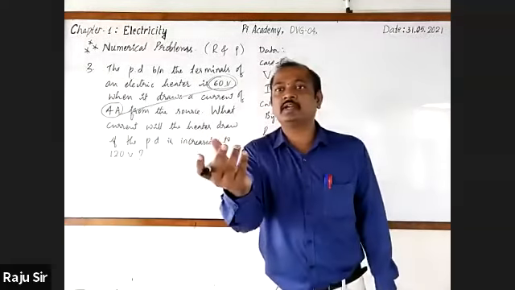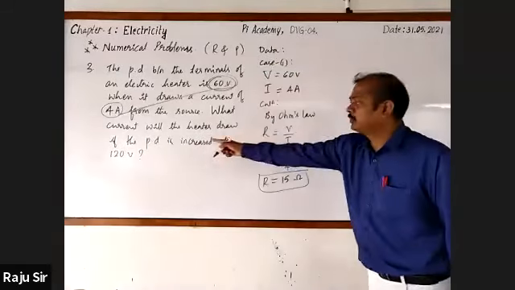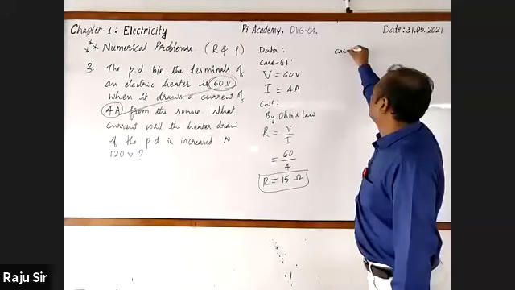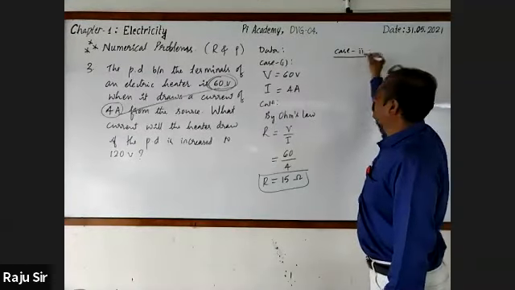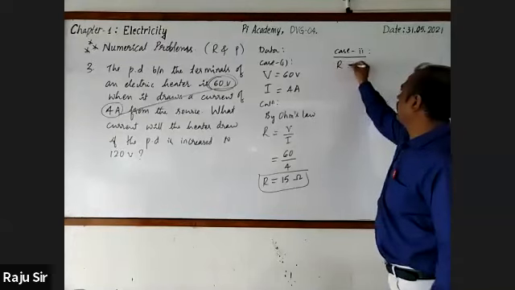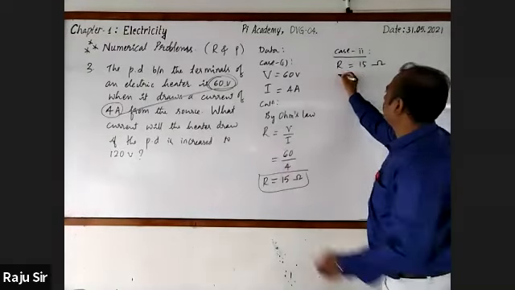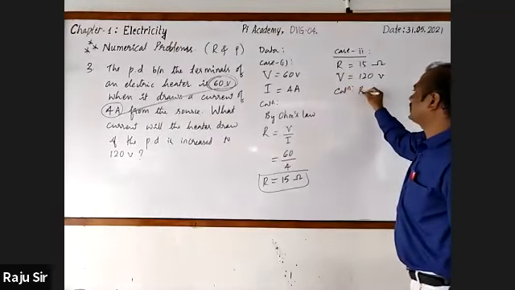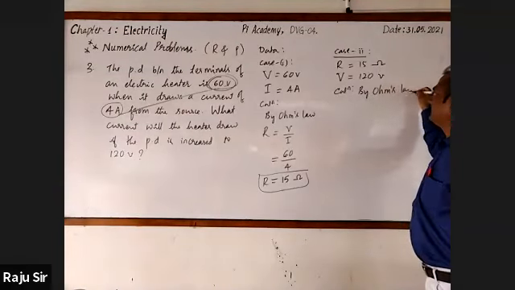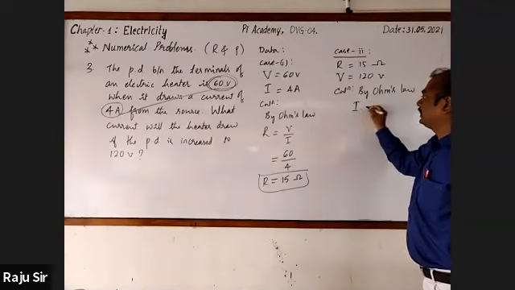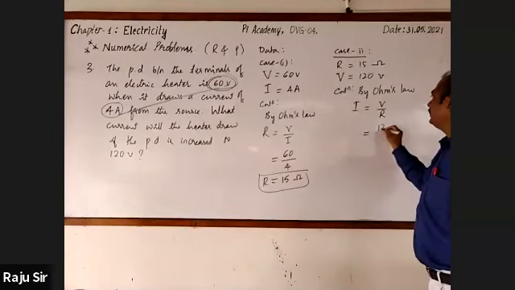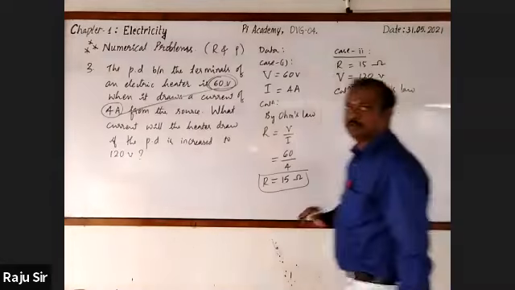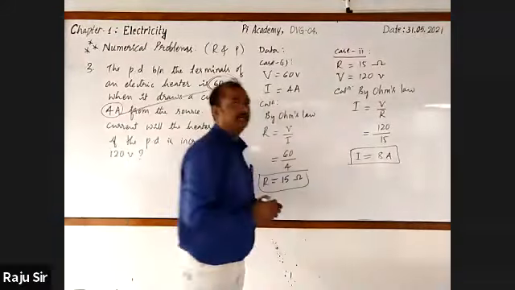Now we have to find out the current it draws when it is connected in 120 volts. Right, case 2. Resistance is known. R is equal to 15 ohm. And potential difference is known. It is 120 volts. Again, by Ohm's law, as we are going to find out current, I is equal to V by R, where V is 120, R is 15. How much did you get? 8 amps. I is equal to 8 amps.